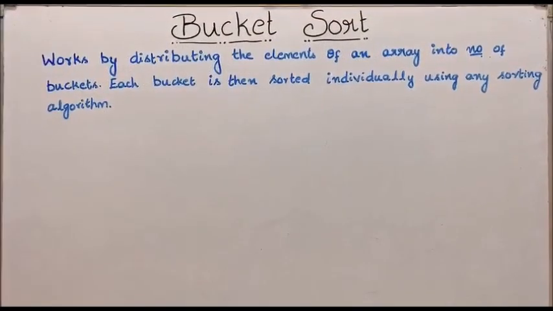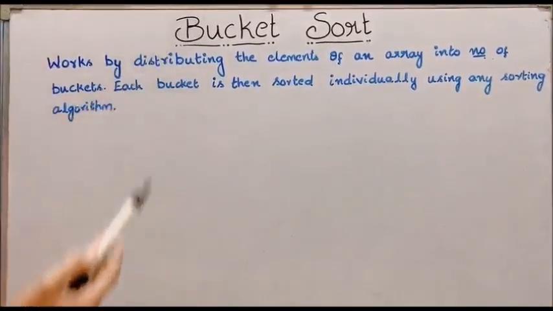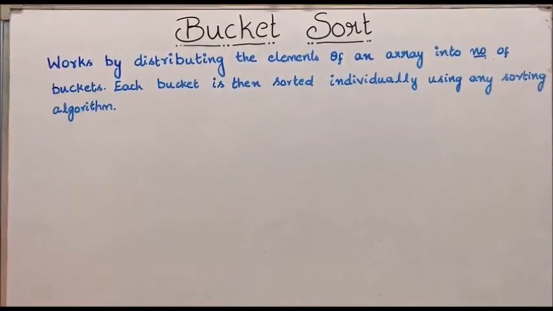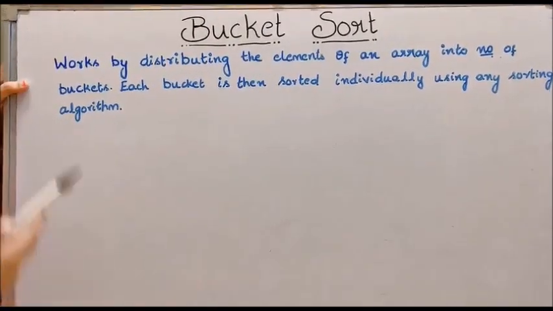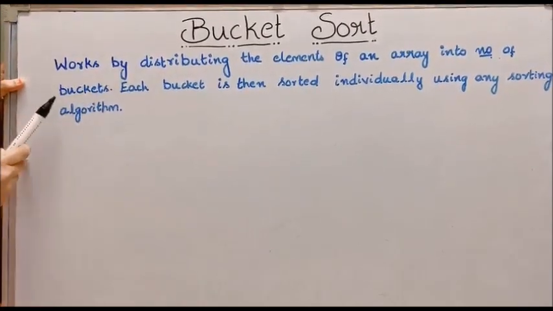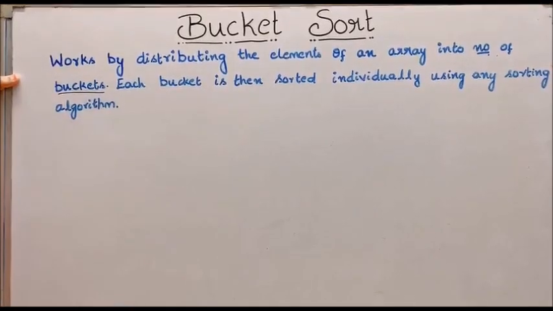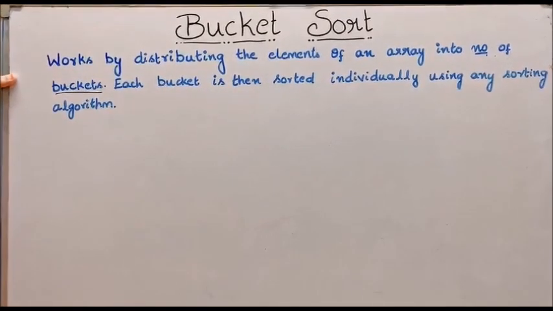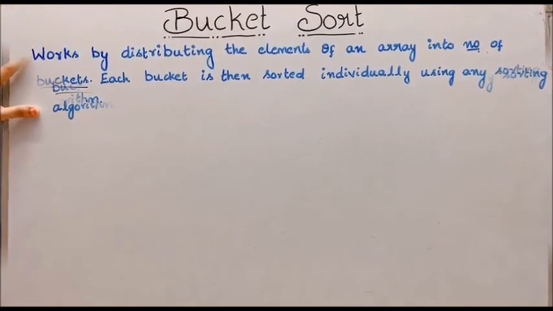Hello everyone. In this video, I am going to explain the concept of bucket sort. This is also known as radix sort in some cases. This is the Wikipedia definition. Bucket sort works by distributing the elements of an array into a number of buckets. Each bucket is then sorted individually using any sorting algorithm. This is the definition for bucket sort.